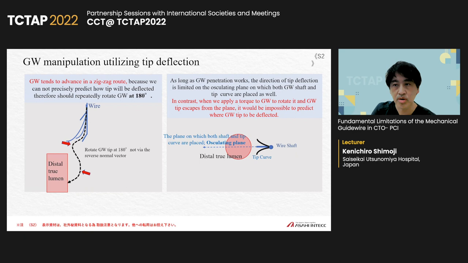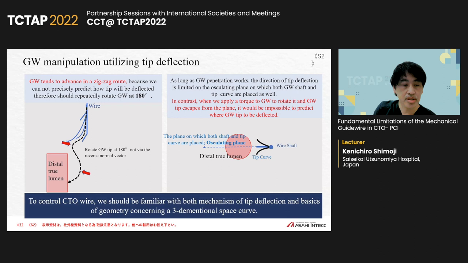In contrast, when we apply rotation to the guide wire, the guide wire tip escapes from the plane, and it becomes impossible to predict where the tip is deflected. So to control a CTO wire, we should be familiar with both the mechanisms of tip deflection and the basics of geometry concerning space paths, three-dimensional space curves.